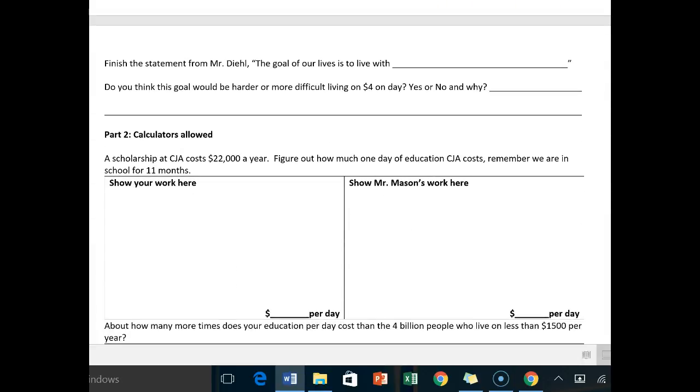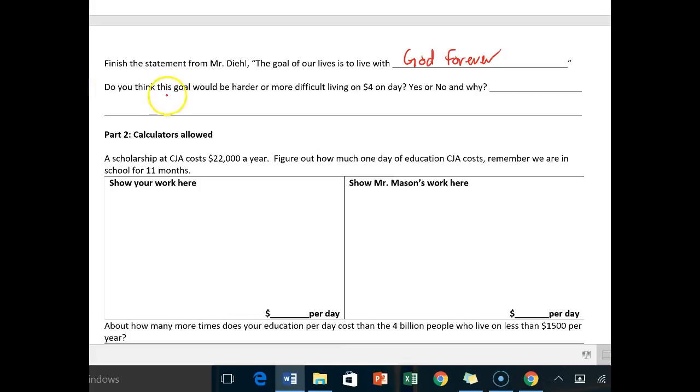Finish this statement from Mr. Deal. It says, the goal of our lives is to live with, and you should remember this from Chapel, God forever. That's our goal this year. I want you guys to realize, hey, everything you do is about giving glory to God and saying, the goal of our lives is to live with God forever. And part of that is loving myself, loving my neighbors, and trying to make the world a better place.